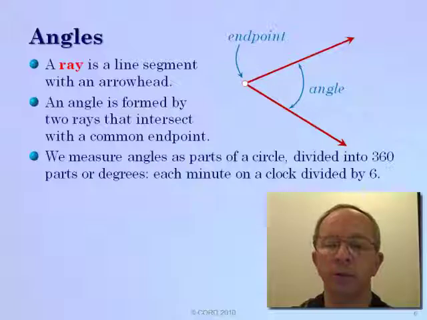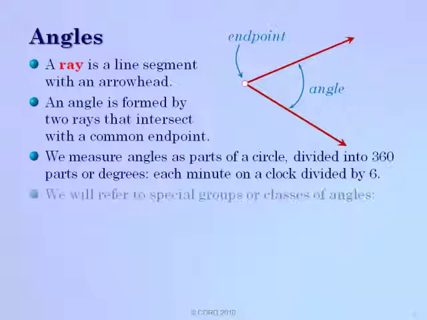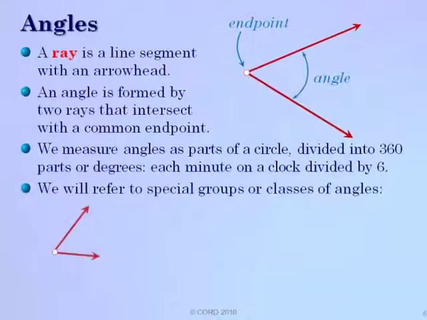We measure angles using degrees. There's 360 degrees in a circle. And just like there are 60 minutes in a clock hour, well, then each of those minutes must have 6 degrees in it, just to give you an idea of how big a degree is.